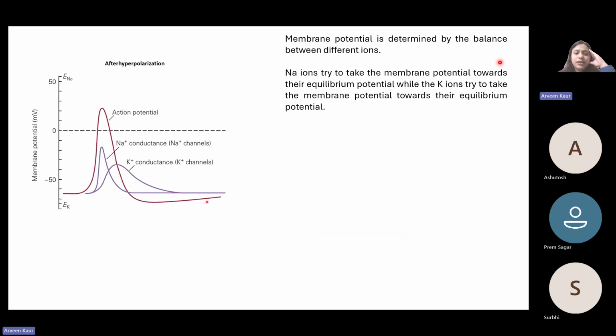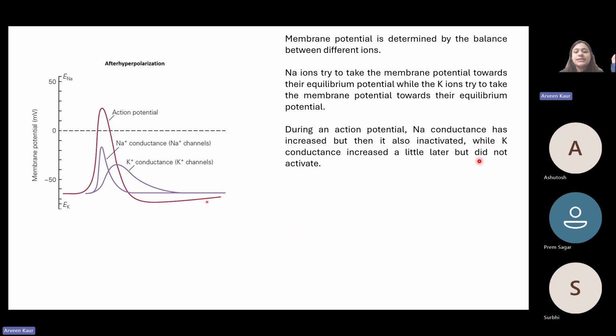So over here you can see membrane potential is determined by the balance between these different ions. The sodium ions try to take the membrane potential towards their equilibrium potential, which is towards the positive, while the potassium ions try to take the membrane potential towards their equilibrium, towards minus 75 in this case. During the action potential, the sodium conductance has increased, but then it also inactivated, right?